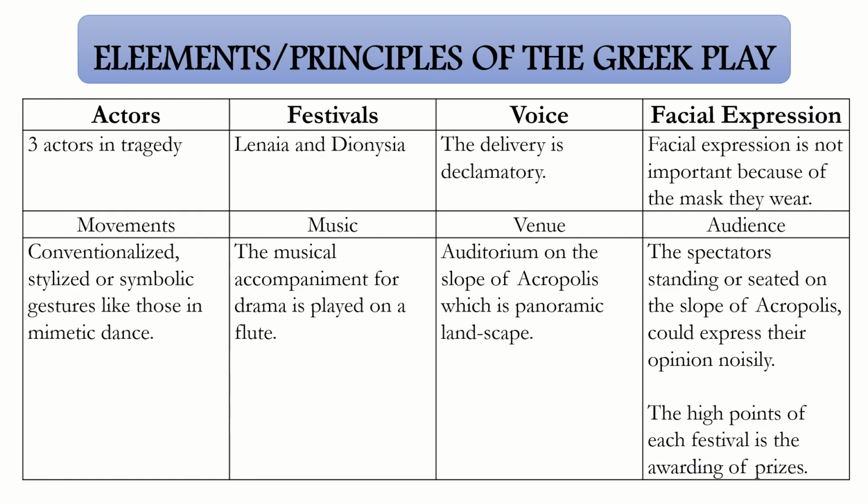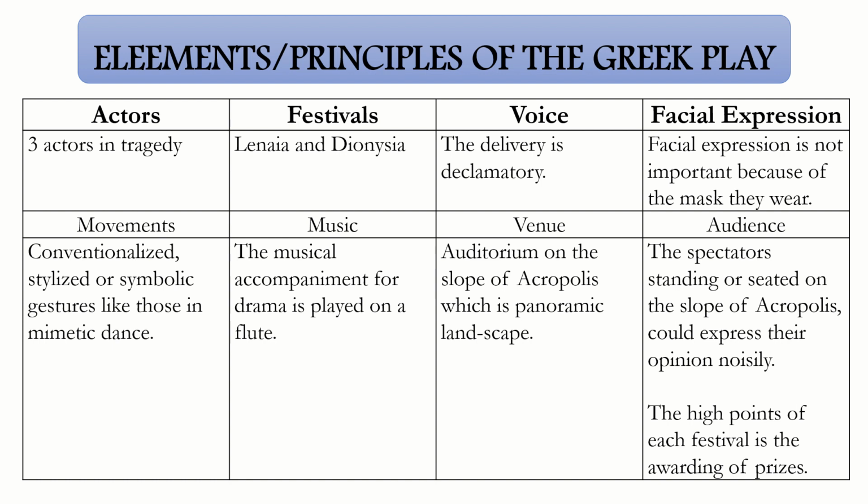Let's now discuss the elements and principles of the Greek play. Actors: three actors in tragedy. Festivals: Lenaea and Genetia. Voice: the delivery is declamatory. Facial expression: not important because of the mask they wear. Movements: conventionalized, stylized, or symbolic gestures like those in mimetic dance.